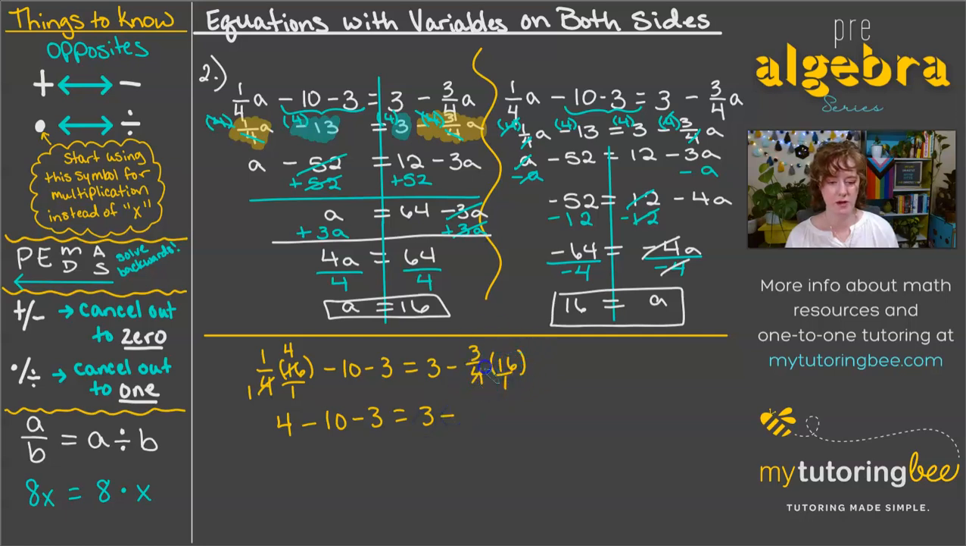The 4 and the 16 can cross cancel. So we wind up with 3 times 4, which is 12. Then 4 minus 10 gives us negative 6, minus 3 gives us negative 9. And then 3 minus 12 gives us negative 9. So we do wind up with the same number on both sides, so we know that our solution of 16 is correct.